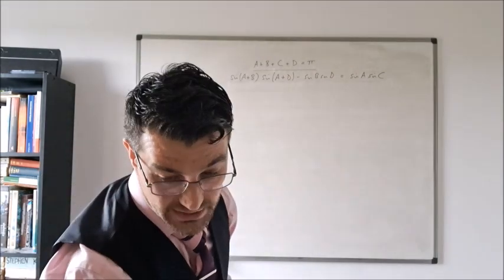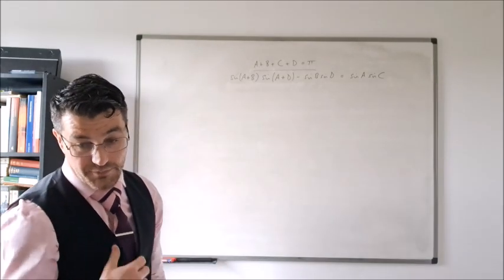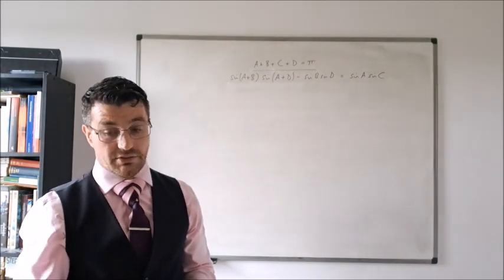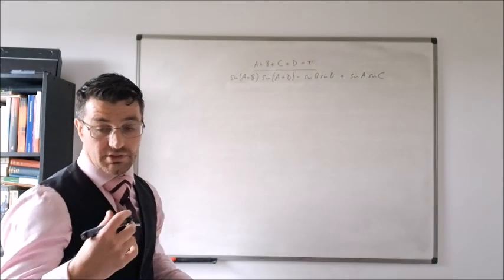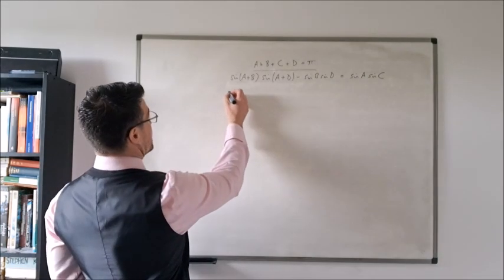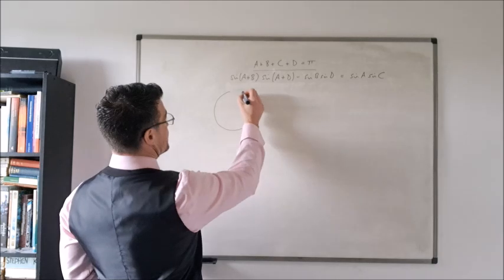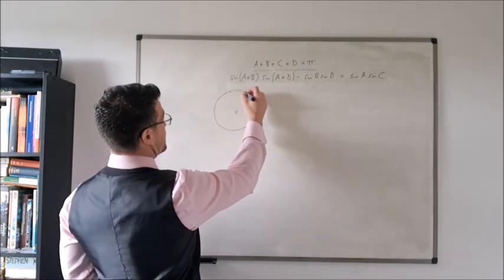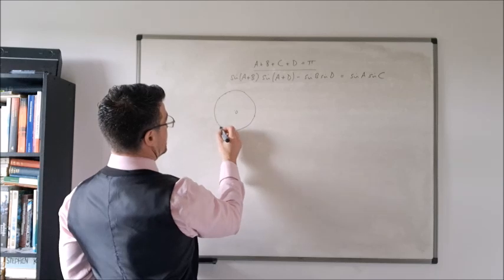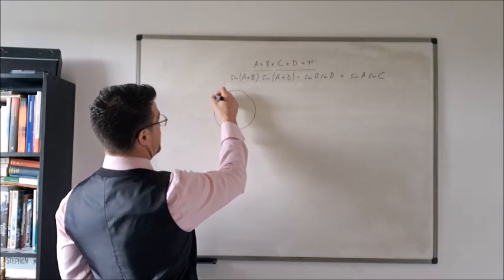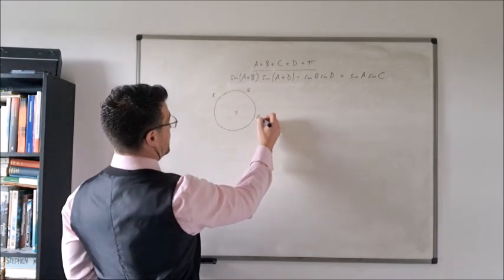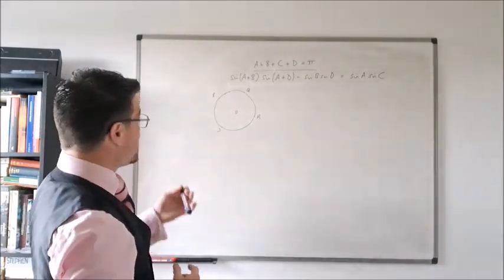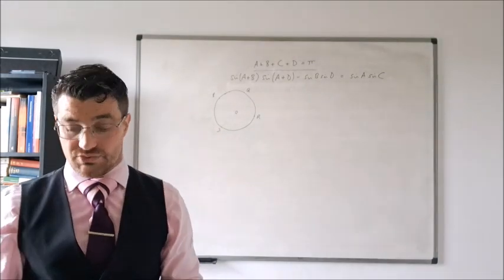So let me read out what we need to do. The points P, Q, R, and S lie in that order on a circle of center O. So this is our circle of center O. We've got P, Q, R, and S. So naturally, PQRS is going to be a cyclic quadrilateral.